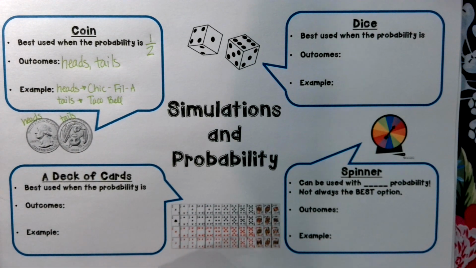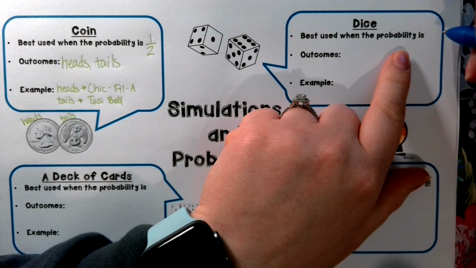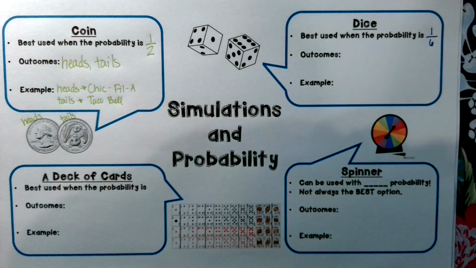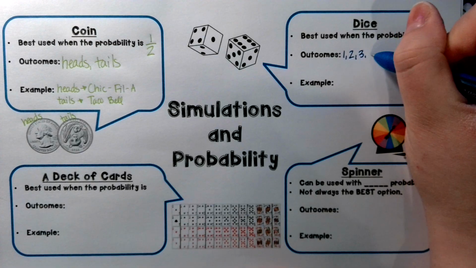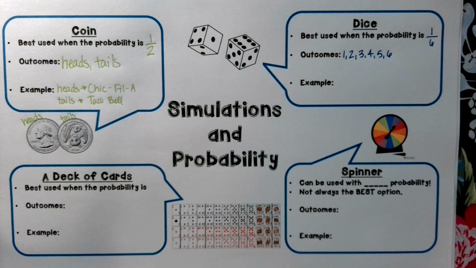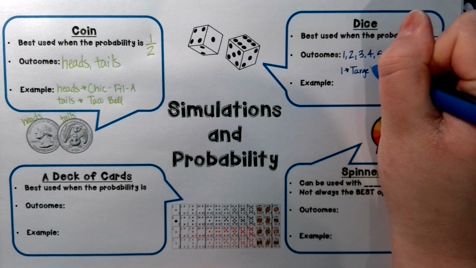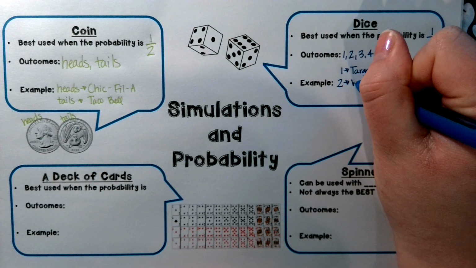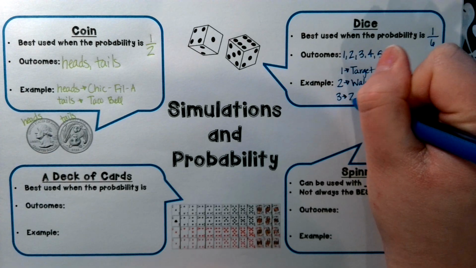Then we could also simulate using dice. If I was going to simulate using dice, I would want my probability to be 1/6. Because my outcomes, I could roll a 1, a 2, a 3, a 4, a 5, or a 6. So for example, we could try to figure out where we're going to go shopping. If we roll a 1, we're going to go shopping at Target. If we roll a 2, Walmart. If I roll a 3, I'm going to go shopping at Zumiez.